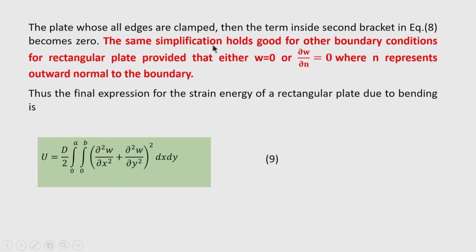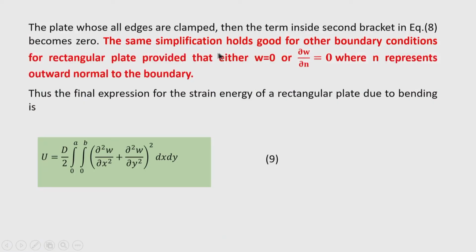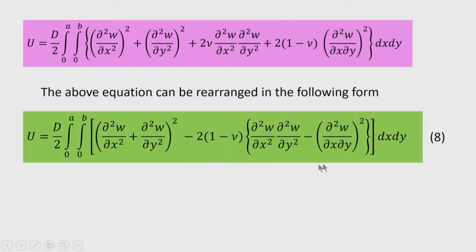The same simplification holds good for other boundary conditions for rectangular plate, provided that either w is 0 or slope is 0, where n represents outward normal to the boundary. That means, slope along the normal direction is 0 and w along the boundary is 0. So, that conditions are satisfied in case of plates whose all edges are clamped, and also for simply supported edges. This condition also holds good because curvature is 0. So, therefore, we can take this expression as a simplified form, neglecting this quantity inside the second bracket.